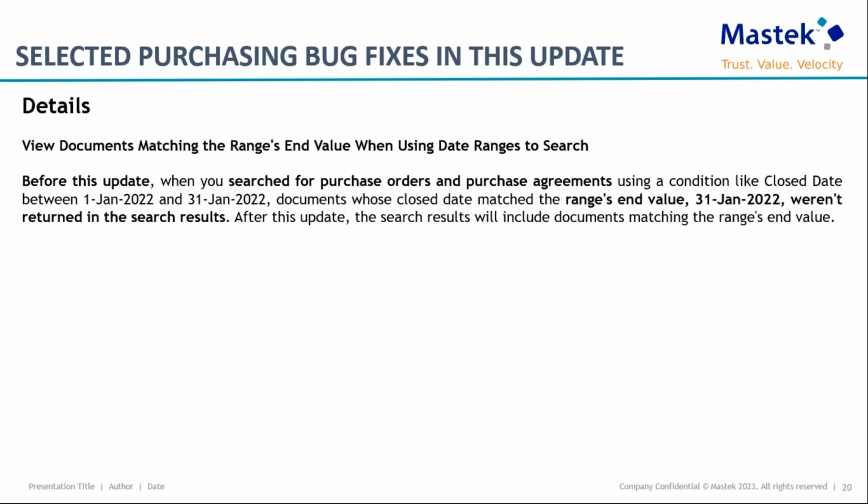Next bug fixing is view documents matching the ranges when using date ranges to search. Before this update, if we were searching for any purchase order or purchase agreement using the date range, the end date was not getting considered while showing the results. But after this bug fixing, the end date will also be considered to show you the search results.